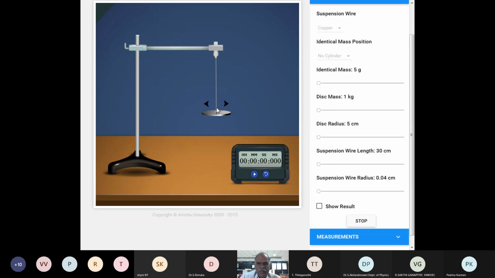Initially, we leave 3 oscillations. After that, we start the count, simultaneously starting the clock. First, reset. When the mark comes to the left, we start the counting on the clock.